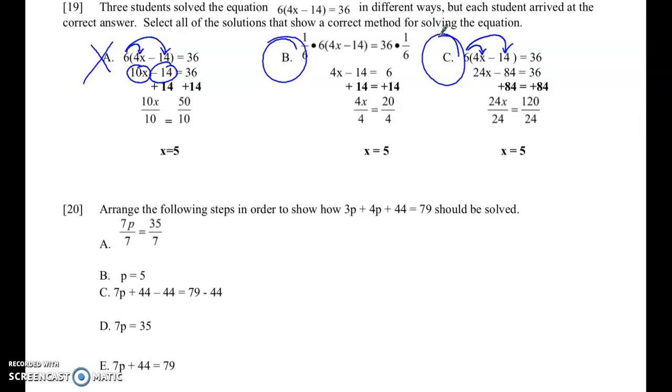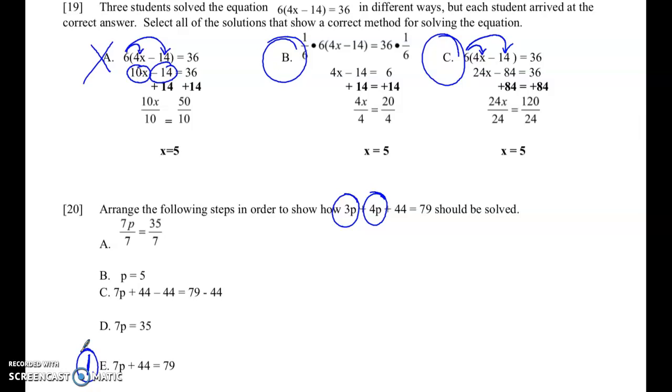Looking at number 20, putting these steps in order for how to solve this equation. Well, when I look at this equation, first thing that we have to do is combine our like terms, 3p and 4p. When I combine those, I end up with 7p plus 44 equals 79. So that's right here, E. That's going to be our very first step.